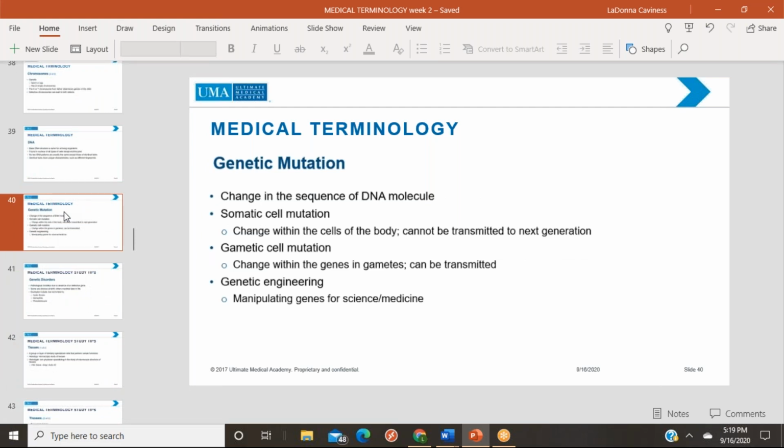Genetic mutation, change in the sequence of DNA molecule. Somatic cell mutation, change within the cell of the body, cannot be transmitted to the next generation. Gametic cell mutation, change within the gene and the gametes, can be transmitted. Genetic engineering, manipulating genes for science and medicine.